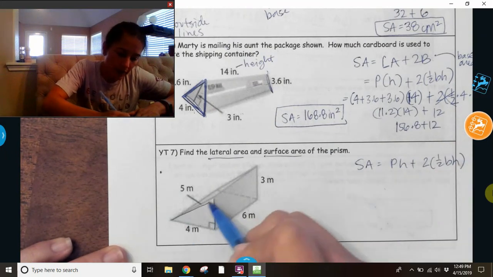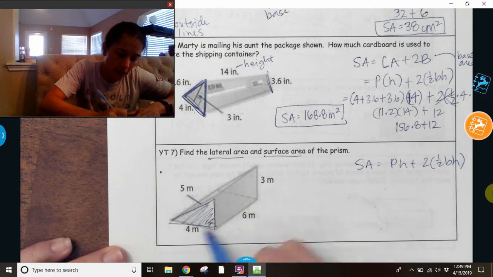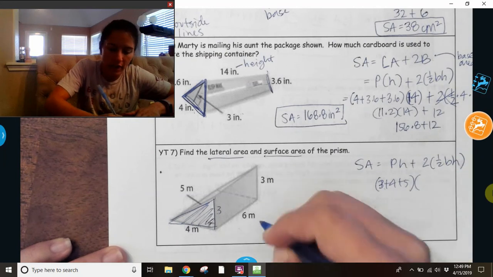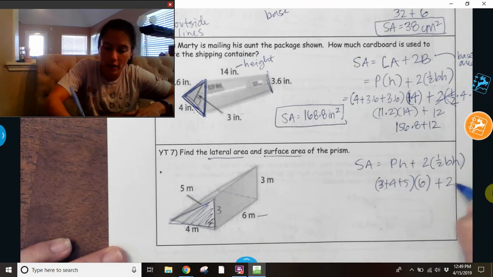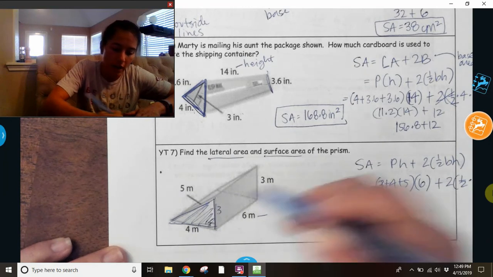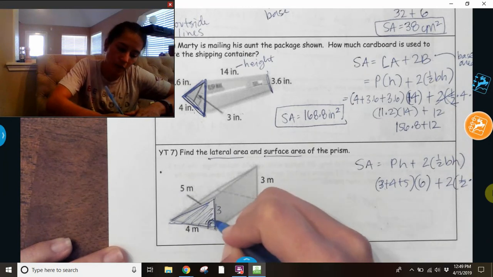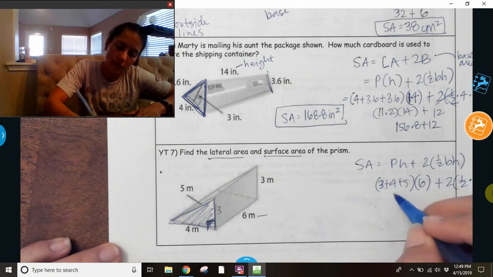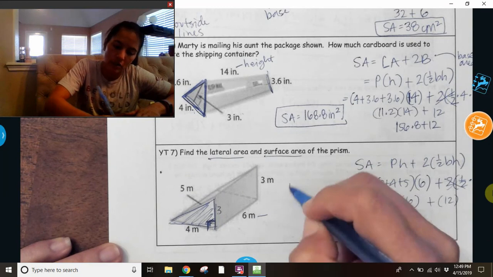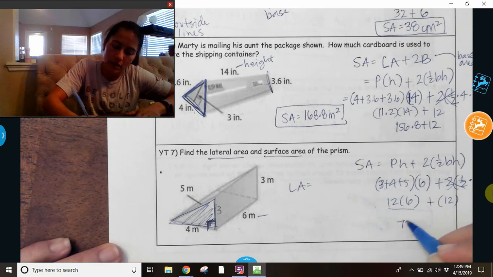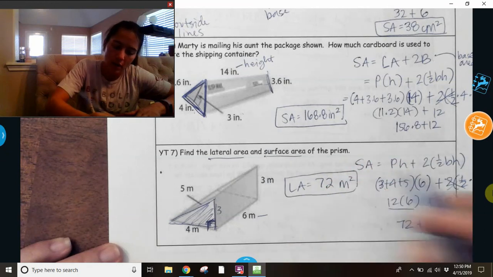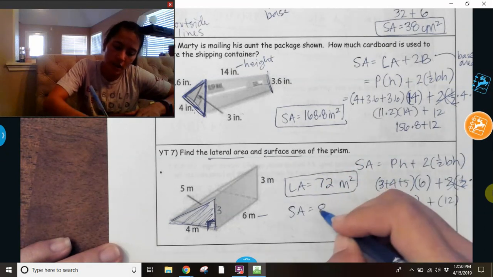Perimeter of the base. So 3, 4, 5. And then this is the height, because remember, it's not on the base. The base of the triangle is 4. The height of the triangle is 3, because remember, it has to make the right angle. 3 plus 4 is 7, so this is 12 times 6. So the lateral area is 72 meters squared. And the surface area is 84 meters squared.